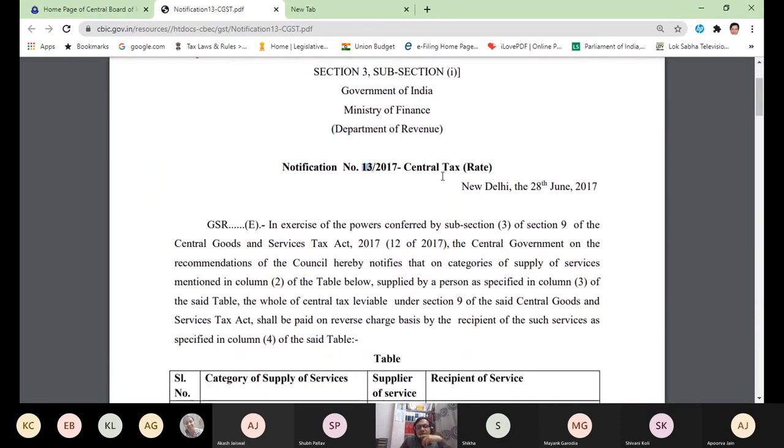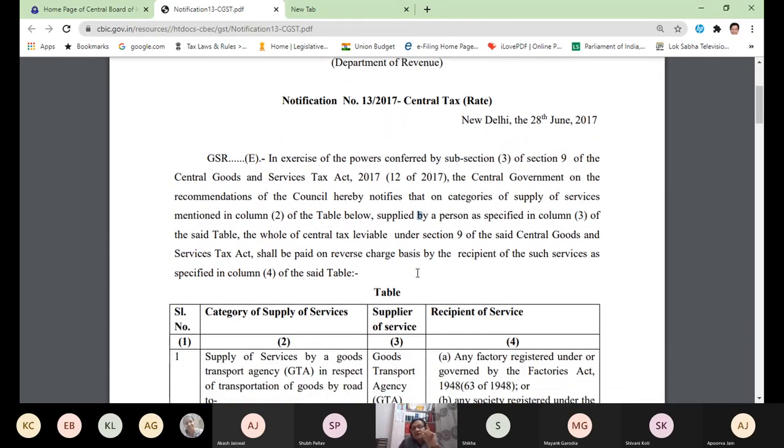Notification number 13/2017, central tax rate, and you can read it. In exercise of the powers conferred by subsection 3 of section 9 of the Central Goods and Services Tax Act, the central government on the recommendation of the council hereby notifies that on categories of supply of services mentioned in column number 2 of the table below, supplied by a person as specified in column number 3 of the table, the whole of the central tax leviable under section 9 of the said Central Goods and Services Tax Act shall be paid on reverse charge basis by the recipient of the service as specified in column number 4 of the table. Now this notification deals with services which are covered under 9.3.